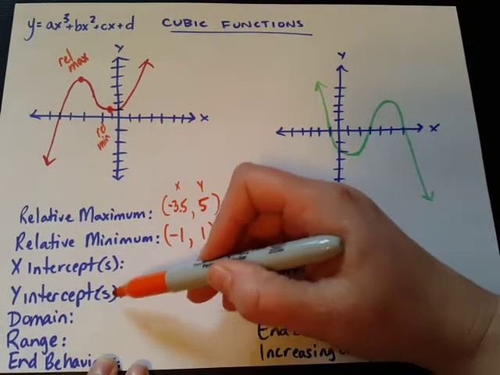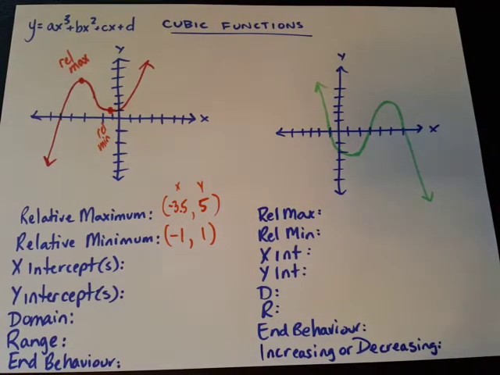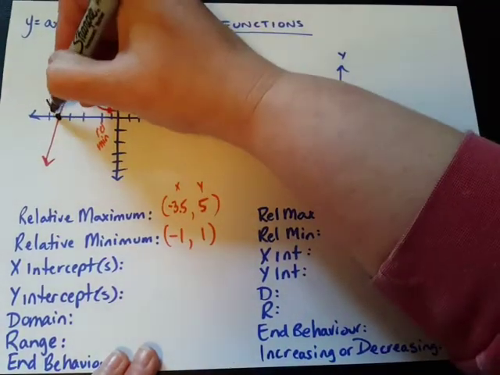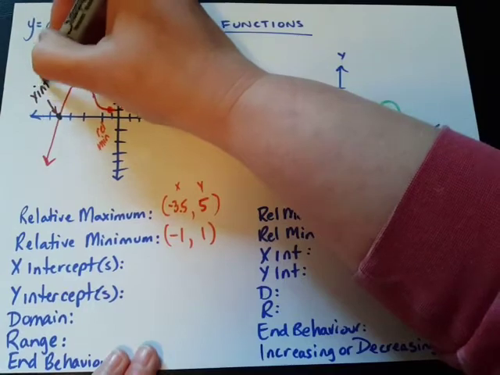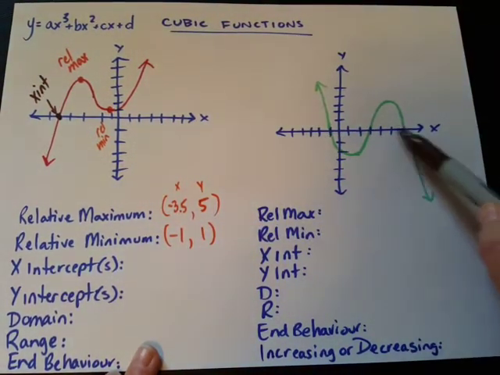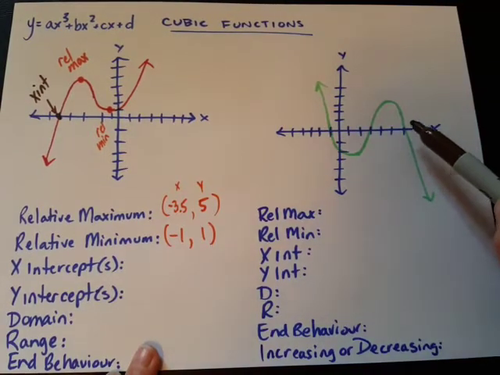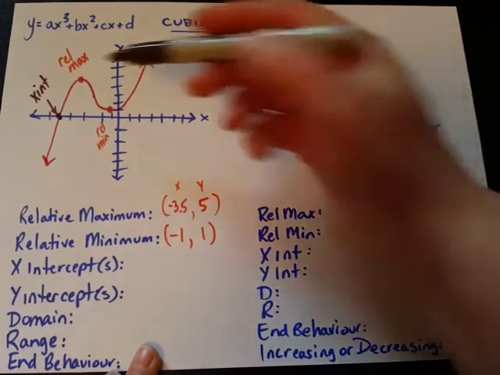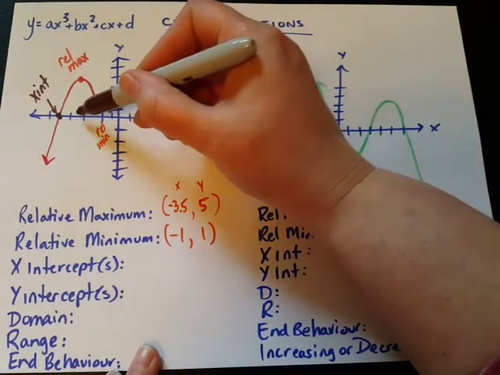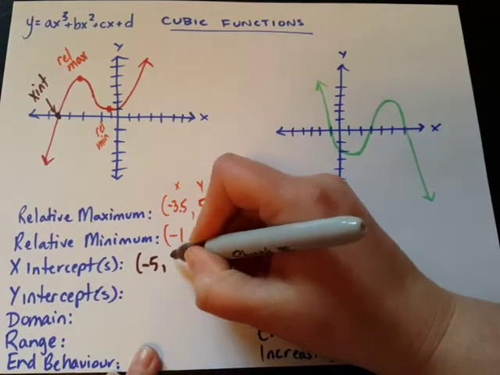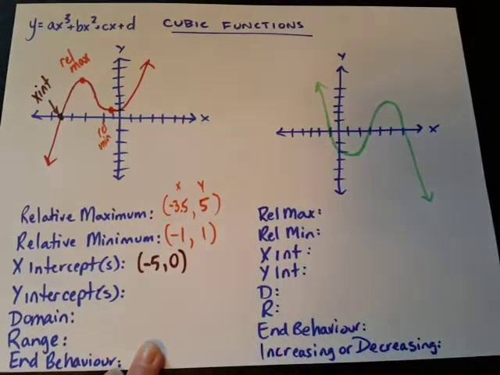We can have x intercepts and y intercepts on our graph. So for the x intercept of this one, we see it here. Notice how in this case we only have one x-intercept, and in this case here we actually have 3 x-intercepts. So cubic functions can have either 1 or 3. This one we'll call minus 1, minus 2, minus 5, and then 0 for the y value.